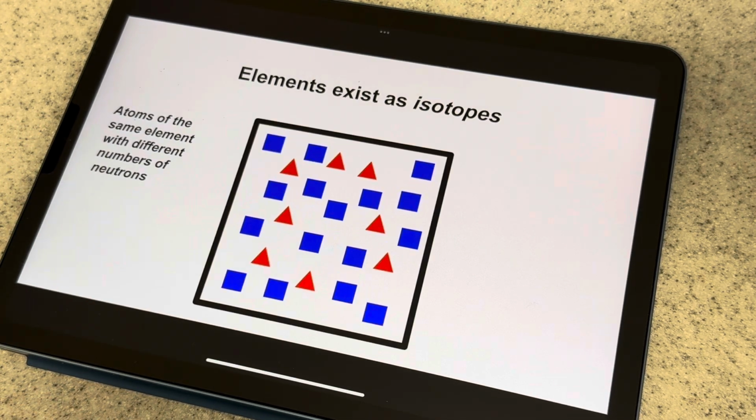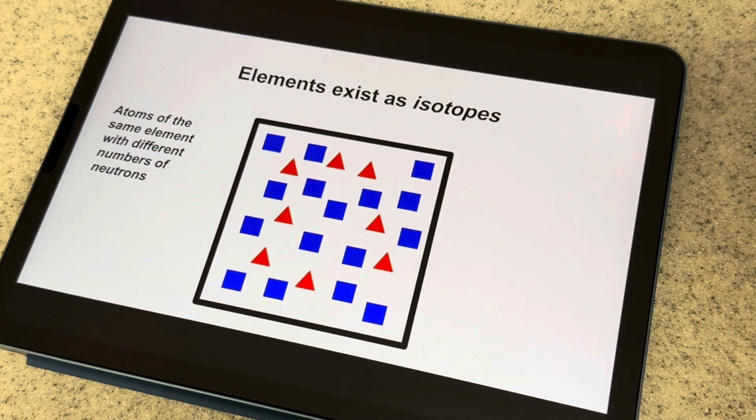So there's a really simple representation of a typical element. This one I've given two isotopes, the blue squares and the red triangles. So they'll have the same number of protons, but they'll have different numbers of neutrons. And what that's going to do is give them slightly different masses.